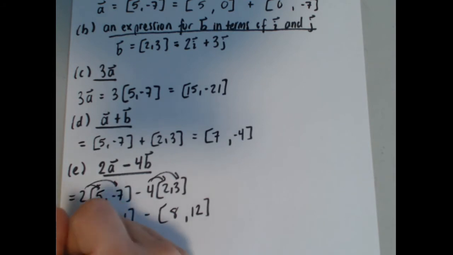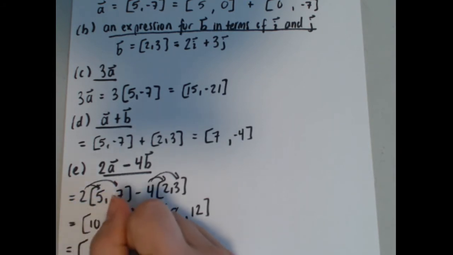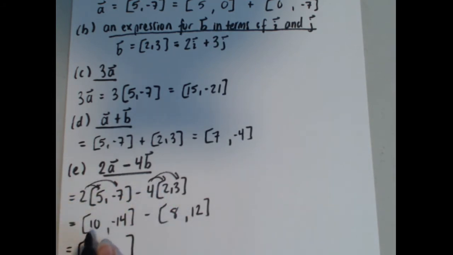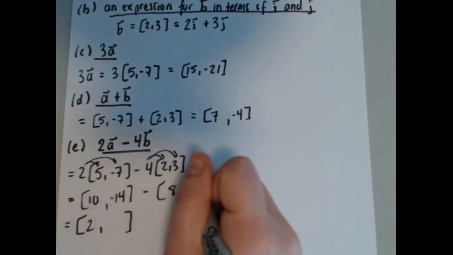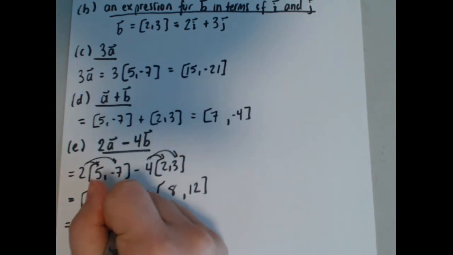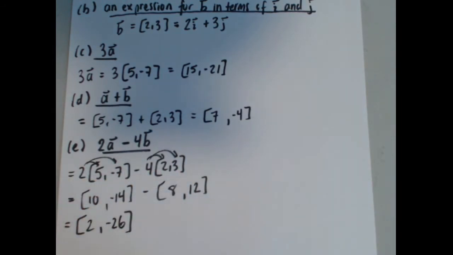Okay. So this results in one vector. Now I do 10 minus 8. That goes in the x component. 10 minus 8 is 2. And then -14 minus 12, that's -26. Okay, so that's the final answer for part E.